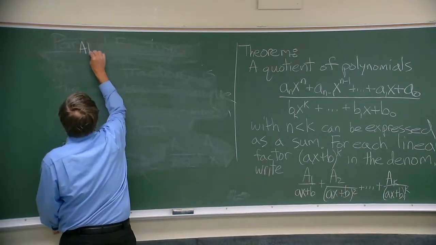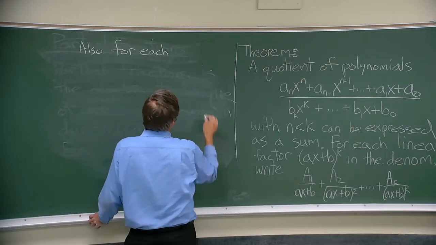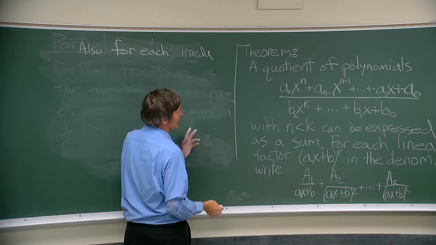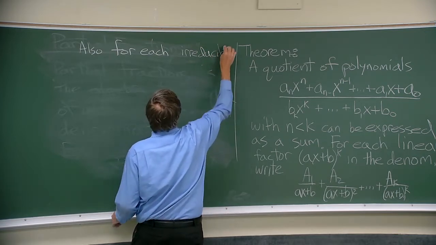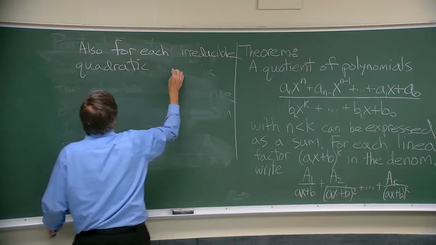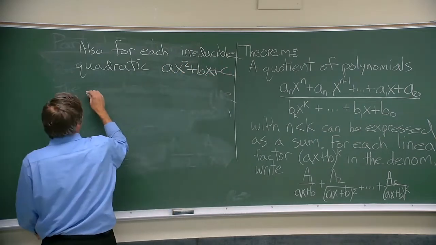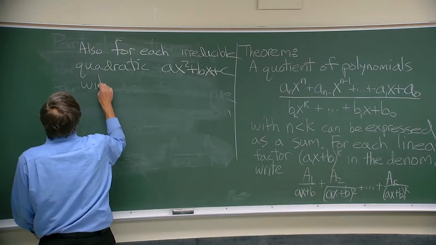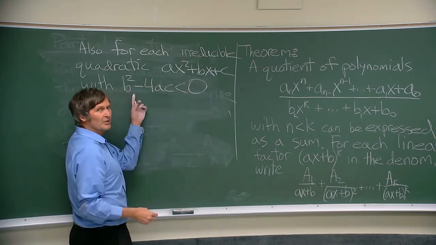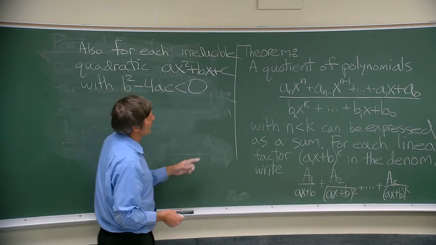Now also, for each what we call irreducible quadratic factor. A quadratic is a second degree polynomial. It's just an ax squared plus bx plus c. An irreducible quadratic ax squared plus bx plus c is a quadratic with negative discriminant, b squared minus 4ac less than 0. Remember what happens when this discriminant is negative? It means you can't factor this using real numbers. So that's as far as you can factor it.